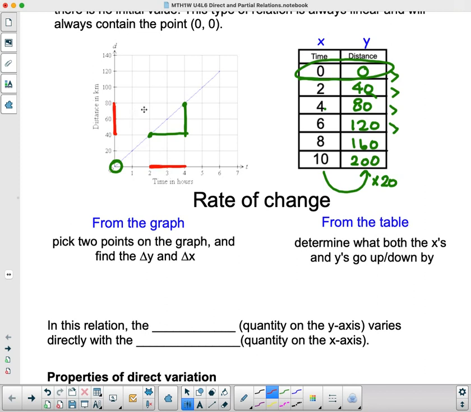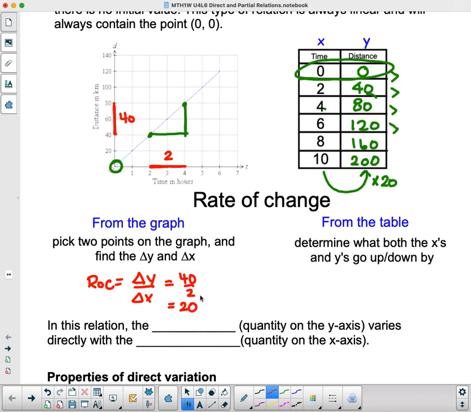So the change in y is 40 to 80, so that's 40. And the change in x is 2 to 4, so that's just 2. So that was rate of change from the graph. The rate of change equals the change in y divided by the change in x, which in this case, usually we shouldn't go all the way across, but I didn't leave you a whole lot of room here. So that's going to be 40 over 2, which equals 20.